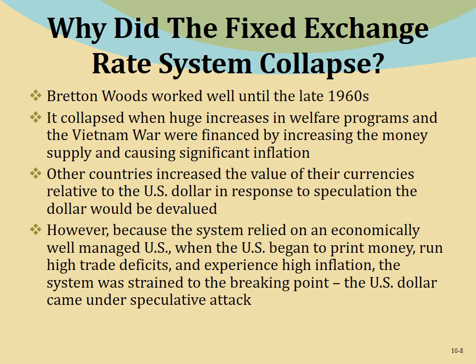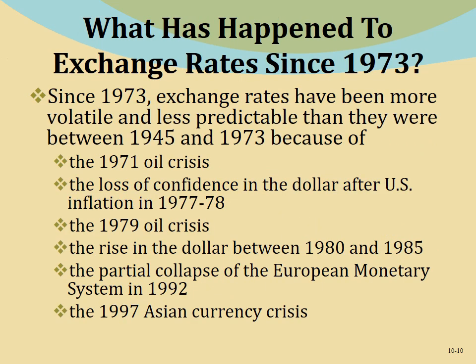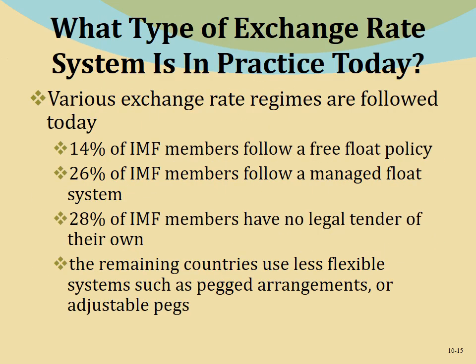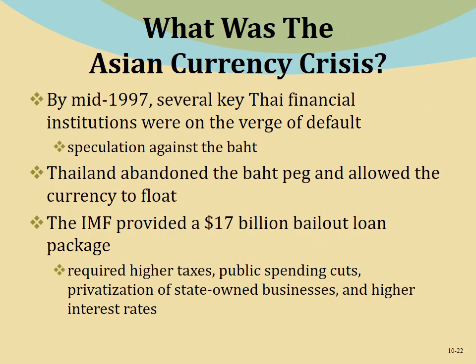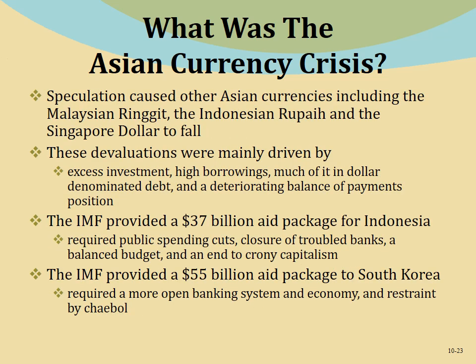So why did the fixed exchange rate system collapse? What happened to the exchange rate system in 1973? We talked a little bit about it in the last slides. What was the Asian currency crisis? As we know, we had a crisis in 1997, 1998. So you can read about this history.